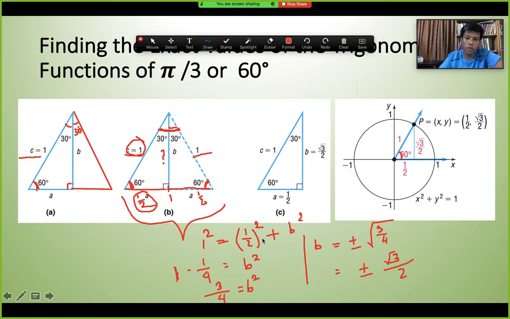And in the book here, they just have taken the positive value. So negative value is not taken here. The reason is, if you think about this in our quadrant, this is actually the first quadrant, and in the first quadrant, both x and y values are positive. That's why only the positive values are taken. But actually, we will have negative values in other quadrants. So this negative value is also valid. Since we are only looking at our first quadrant, we just have taken the positive value.